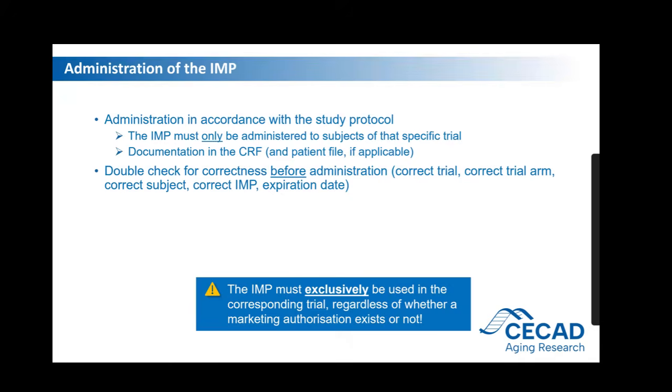The IMP has to be exclusively used in the corresponding trial, regardless of whether it has a marketing authorization or not. So even though you may be in a phase 4 with a marketed drug, it is important that you make sure that all these things are checked and that the actual IMP as intended is given to the patient for this trial, although it may even be bought over the counter. That doesn't matter. If we are in a trial, we have trial medication and trial subject, and we definitely need to stick to that allocation.